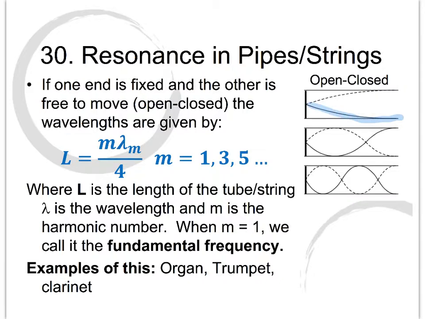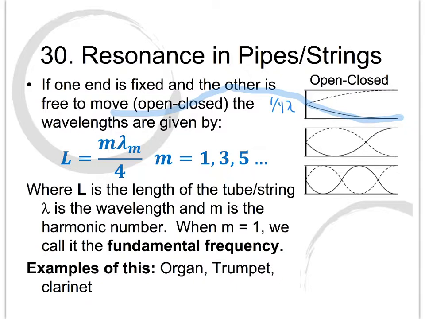And this actually ends up being just 1/4 of a wavelength, because if we continued this up to the peak, that would be half a wavelength, and then all the way back down would be a full wavelength. So this segment here is really just 1/4 of the wavelength. So when the length is 1/4 of the wavelength, we will have standing waves.